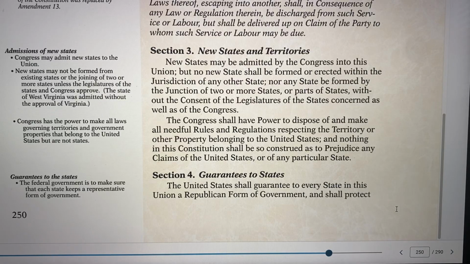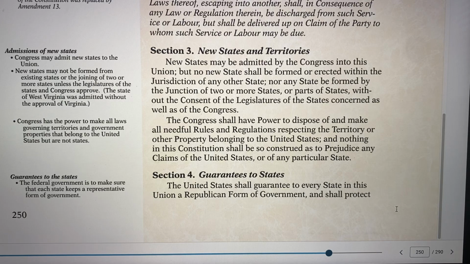The admission of new states. Congress may admit new states to the Union. Yep, we can get new states. New states may not be formed from existing states. You can't take a state and divide it in half, or join 2 or more states together. 2 states can't join together and decide that they want to be a state unless the legislature of the state and Congress approve it. The state of West Virginia was admitted without the approval of Virginia, in fact. So that did happen with West Virginia.